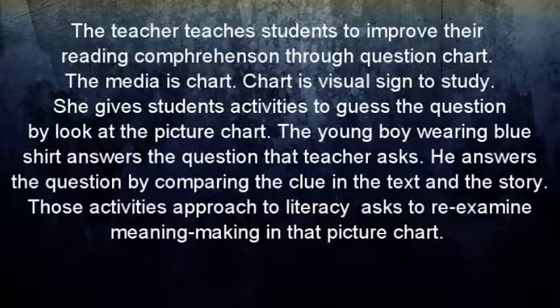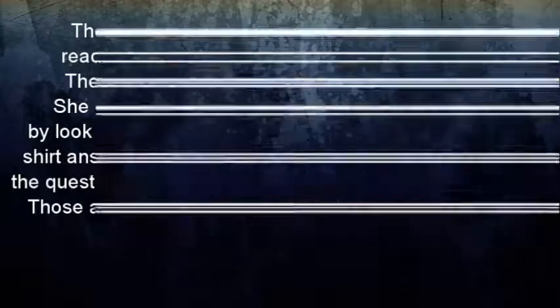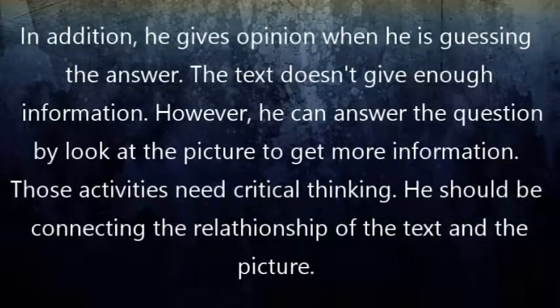The young boy wearing a blue shirt answers the question that the teacher asks. He answers the question by comparing the clue in the text and the story. Those activities approach literacy, asking to re-examine meaning making in that picture chart. In addition, he gives his opinion when he is guessing the answer. The text doesn't give enough information, however, he can answer the question by looking at the picture to get more information. Those activities need critical thinking. He should be connecting the relationship of the text and the picture.